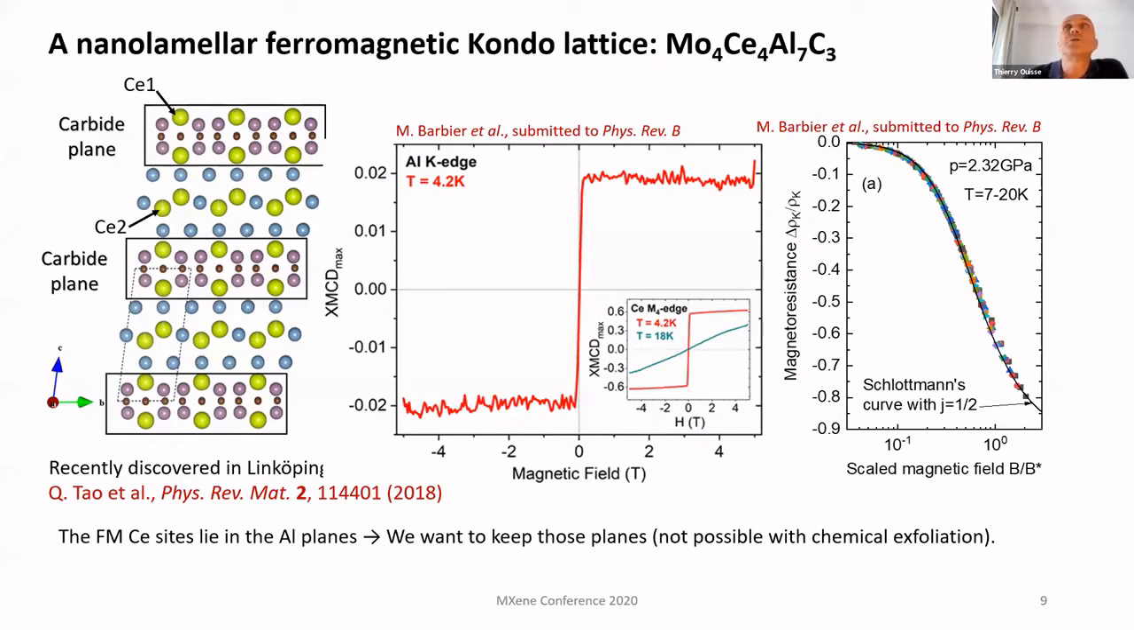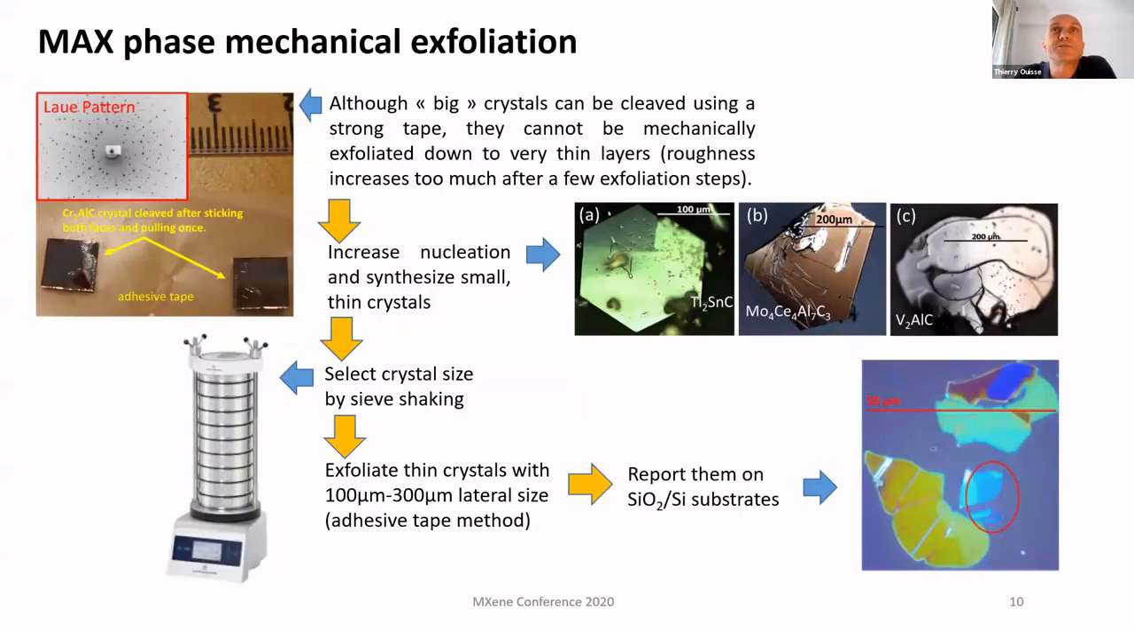So now I wish to describe the mechanical exfoliation process. In MAX phases, the M-A bonds are much stronger than van der Waals. Yet, as shown here, big crystals with centimeter-sized area can be cleaved using a strong adhesive tape. However, we cannot use those big crystals to produce MXenes because, due to the weaker anisotropy of the bonds as compared to graphite, we may also break some carbide bonds.